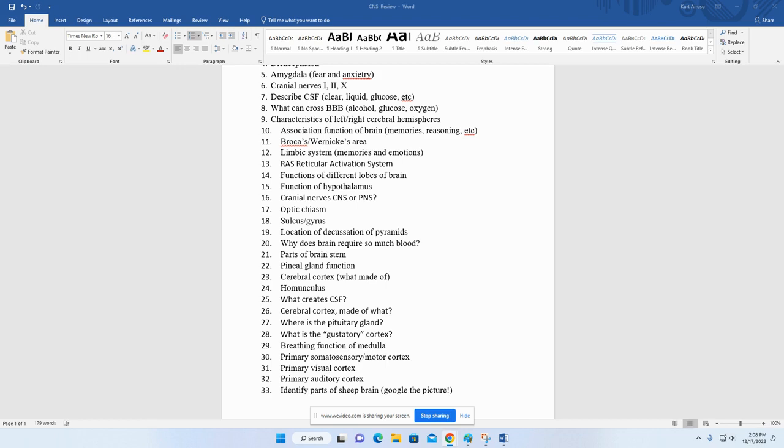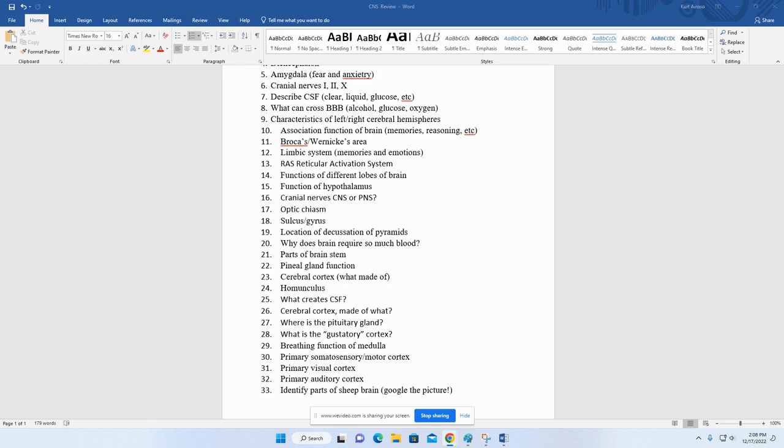The pineal gland is that gland just posterior, or behind, the thalamus, and it secretes a hormone called melatonin, which induces sleep. So the pineal gland secretes melatonin, which puts you to sleep.